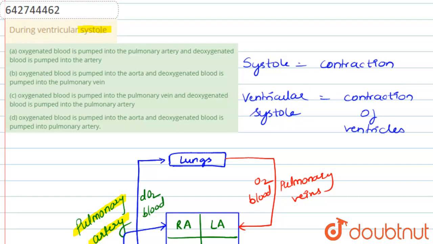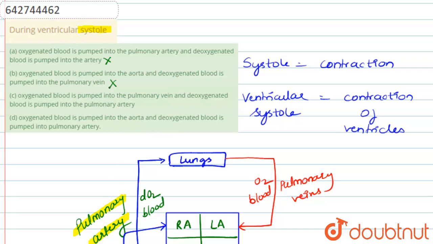Option A says oxygenated blood is pumped to the pulmonary artery, which is wrong because the deoxygenated blood is pumped to the pulmonary artery. So option A is wrong. Next comes option B. Oxygenated blood is pumped into the aorta and deoxygenated blood is pumped into the pulmonary vein, which is again wrong. Oxygenated blood is pumped to the aorta, that's correct, but deoxygenated blood is not pumped to the pulmonary vein, it is pumped to the pulmonary artery. So option B is also incorrect.